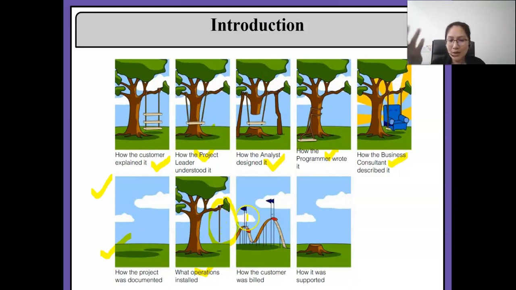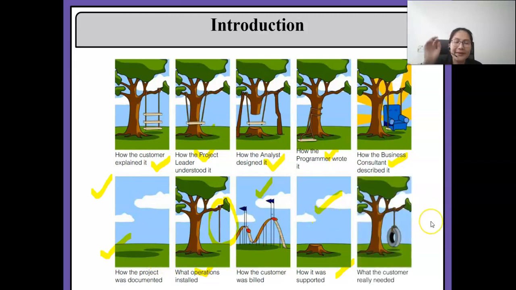How was the customer billed? After you conduct everything, you give the quotation to the customer. You give a high quotation because you want more profit for your company. Then you want support from the top management. The support? How was it supported? I don't have any idea. Actually, you go through so many processes here. What your customer needs is only this.